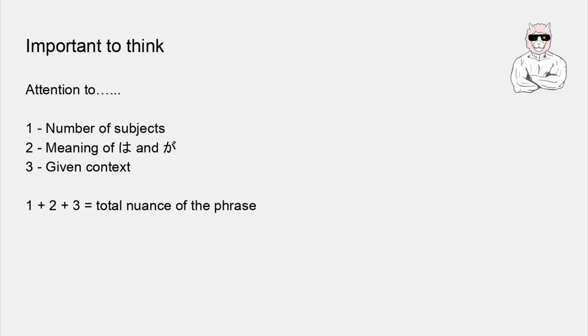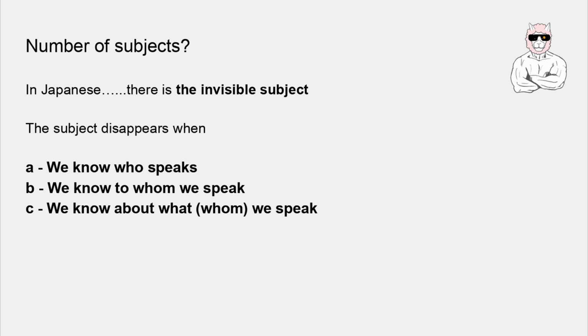To think about the difference or differences, we need to pay attention to, firstly, the number of subjects, secondly, the meanings of wa and ga, and thirdly, the given context. And thanks to these 3 factors, we can have the total nuance of the sentence. So, the number of subjects, isn't it 1? We've been saying that all along this time, one subject in 2 clauses. Yes, but no, because there is the invisible subject in Japanese.